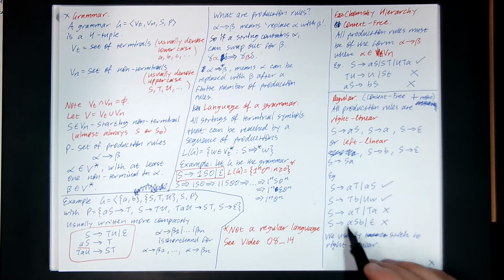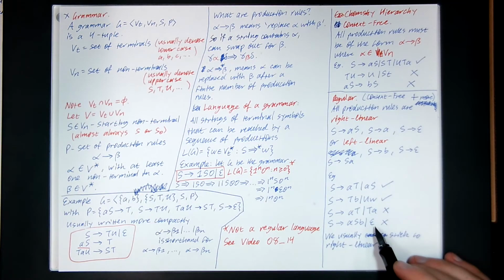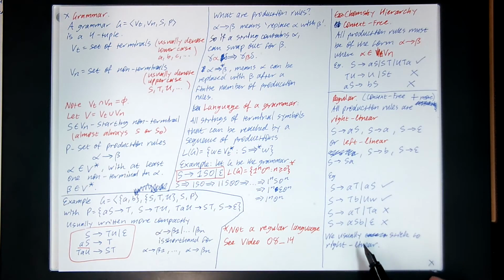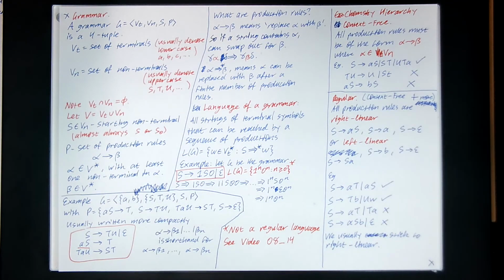And the fourth one here is also not regular because I've got a terminal on the left and a terminal on the right sandwiching a non-terminal in the middle. That doesn't match any of these rules here. So this is also forbidden. For a completely arbitrary reason, we usually stick to right linear grammars because it's completely arbitrary which one you pick. So we decided to pick right linear grammars just for the sake of consistency.